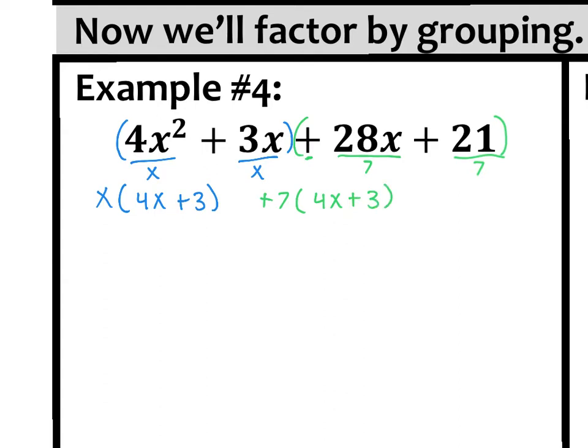Okay. You'll notice now we have a common factor here, 4x plus 3. Okay. So I'm going to go ahead and write that as one of my factors. 4x plus 3. And then I'm left with two others, x and plus 7. If I factor out that 4x plus 3 from both of those, I'm left with a second term of x plus 7. Okay, and I'm done. I factored it.